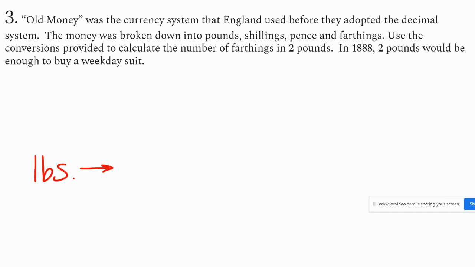This is currency. So they had the chart up there for currency, right? No, we have the information above that. Yeah, that's not on there. It says 1 pence equals 4 farthings, 1 pound equals 20 shillings, and 1 shilling equals 12 pence.